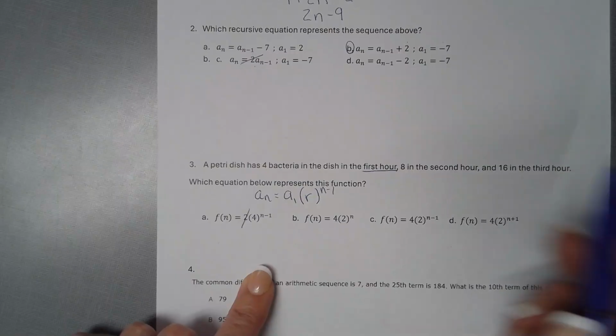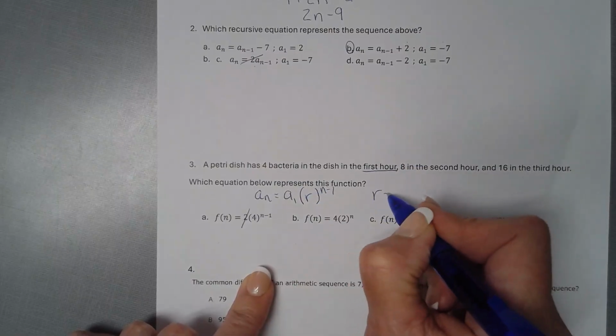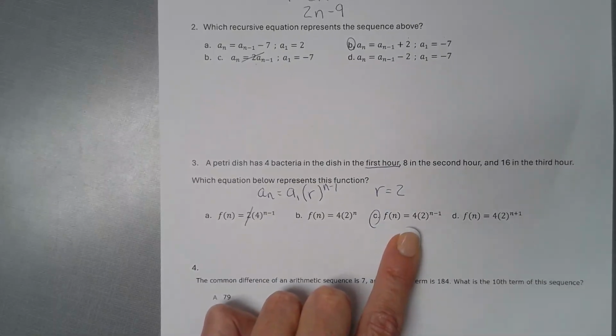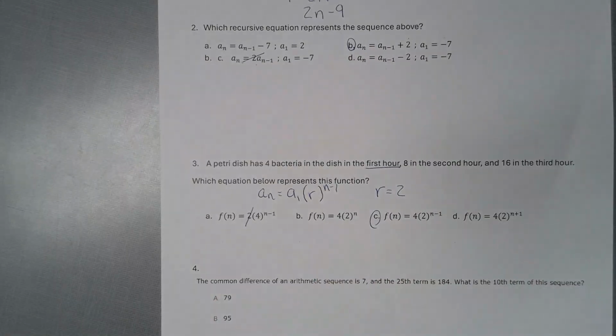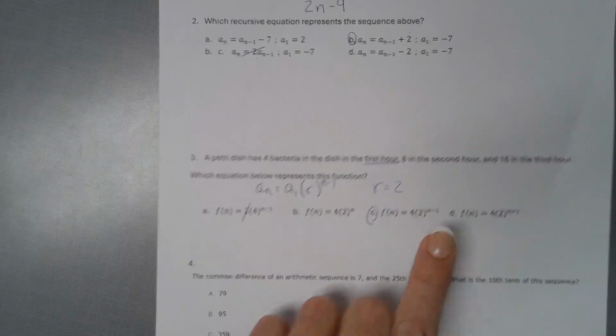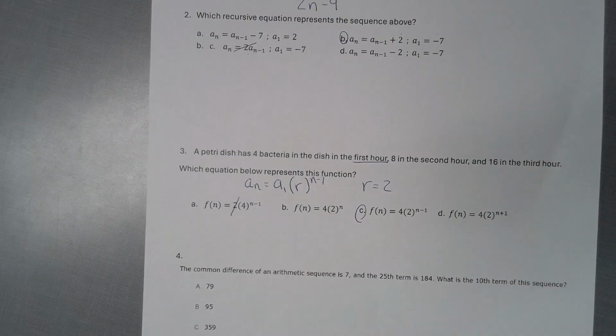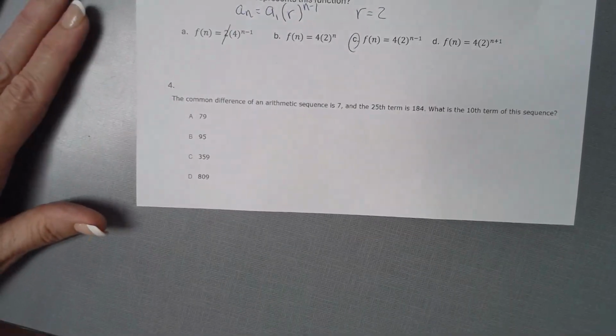Multiplying by 2. So my common ratio is 2. So that is going to be this guy right here. Notice this has an n minus 1. The formula has an n minus 1, not an n. Okay? How many people had that? Okay. All right. Last one is the hardest.